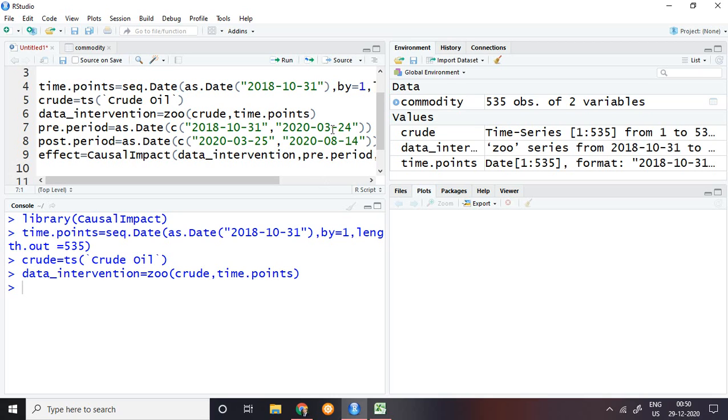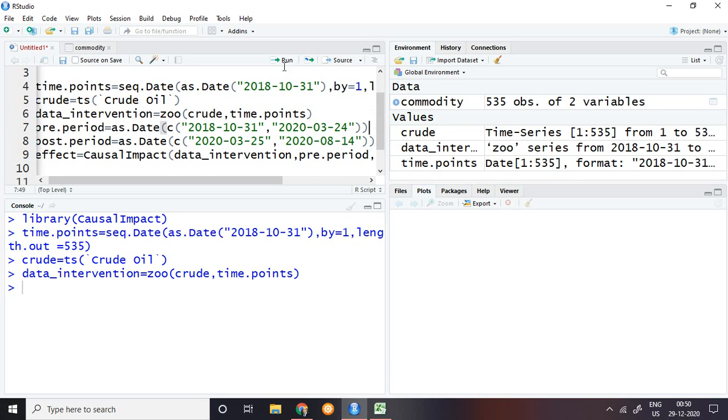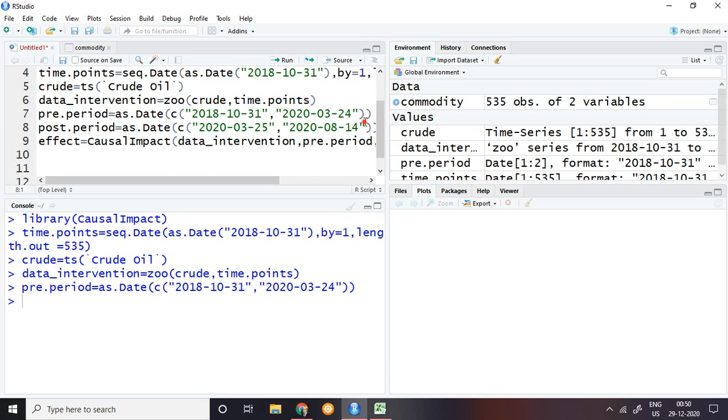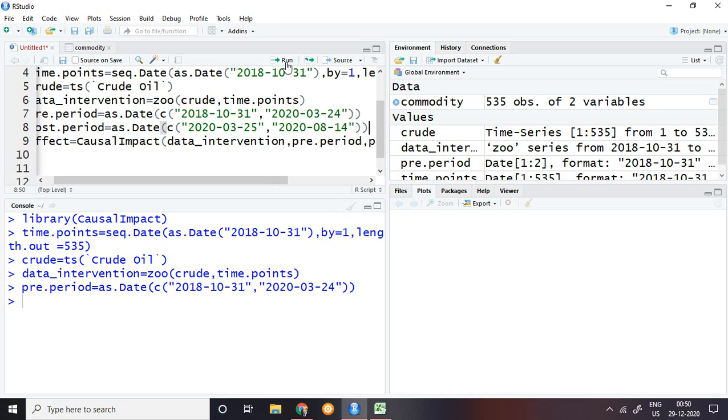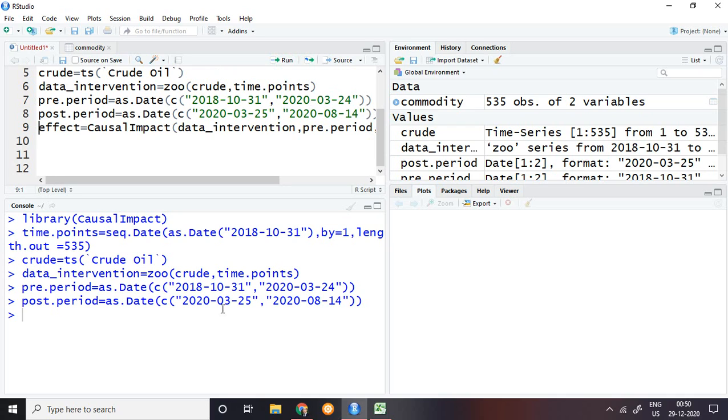As you know, we are going to check the intervention, and 25th March is my intervention date. That's why I have divided the data into two subcategories. The first category is the pre-period, which is from 2018-10-31 to 2020 March 24th. So I have run it. Then let's talk about the post period. The post period is 2020 March 25th onwards.